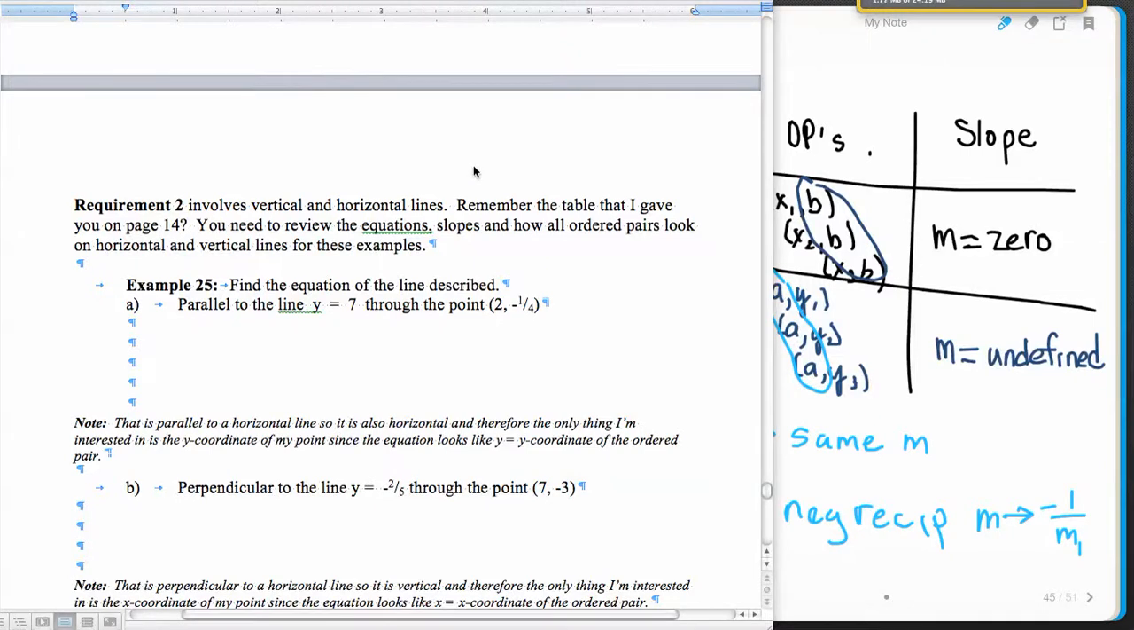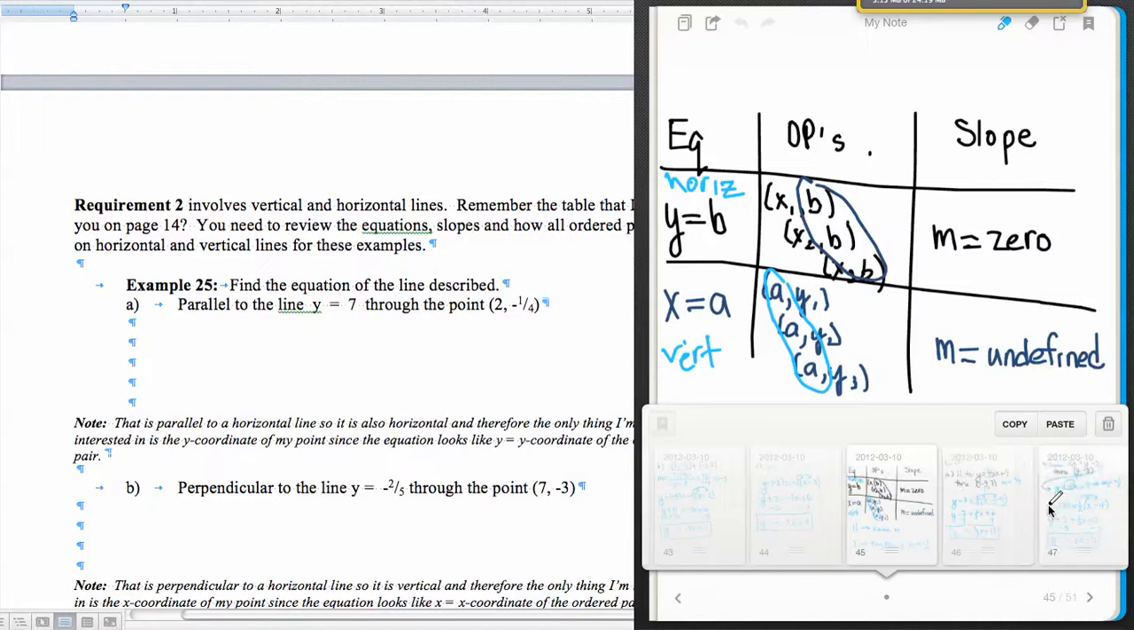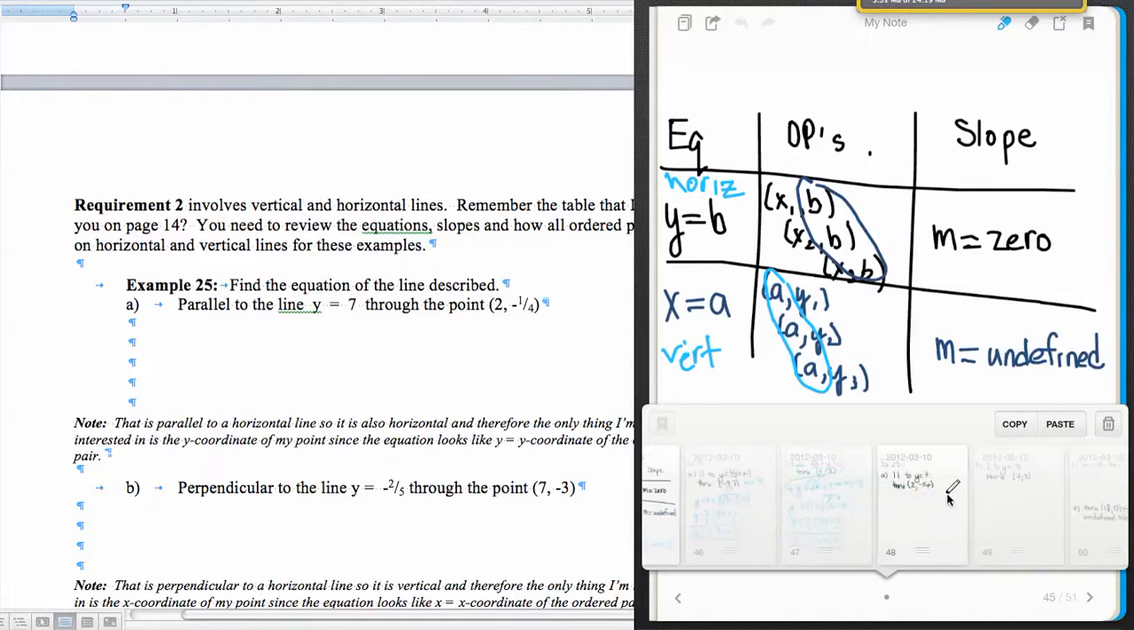Okay, section 5.4 continued, with parallel, perpendicular, and horizontal and vertical all being mixed up here. So first of all, let's refresh your memory of this. You might want to pause it and go back through this. I'm not going to say it again, but those are all the things that we need to know. And we're going to now get into example number 25.